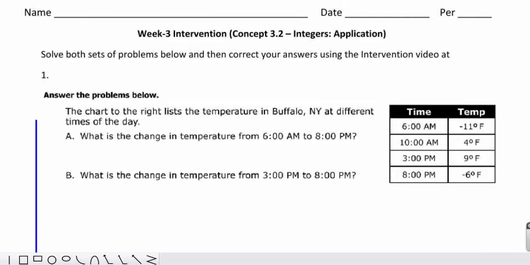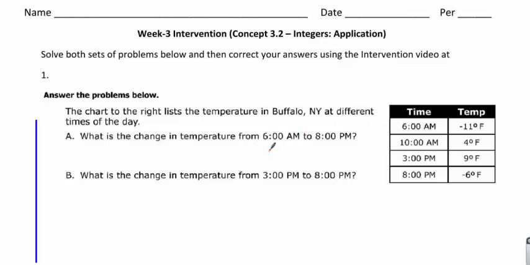And we are on the intervention for concept 3.2. It's the application problems for integers. So the first thing that we're going to do is take the information that's in the table and match it up with these times. Our first question is, what's the change in temperature from 6 a.m.